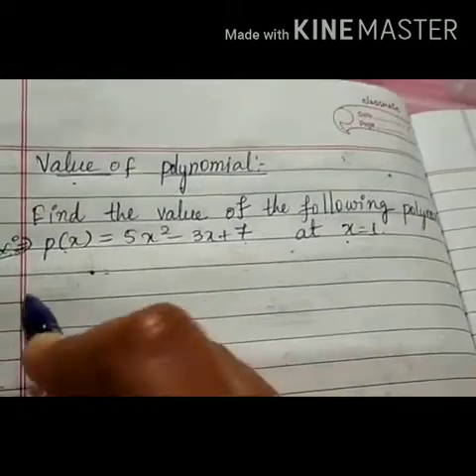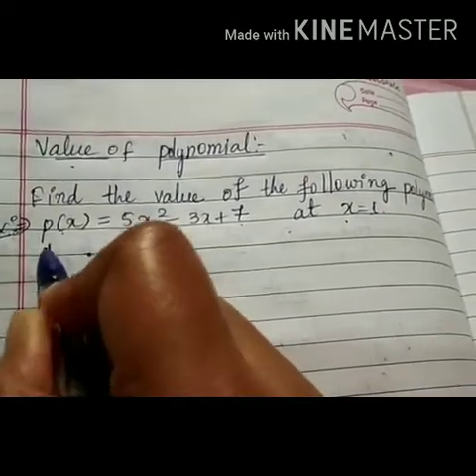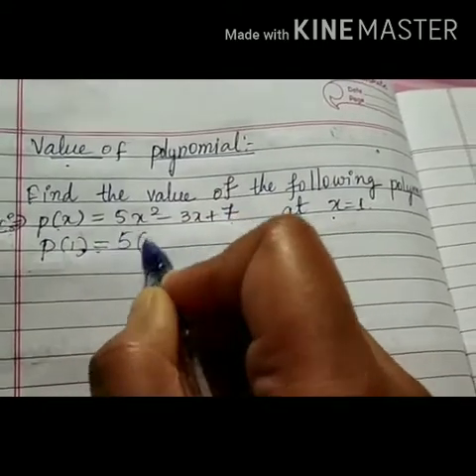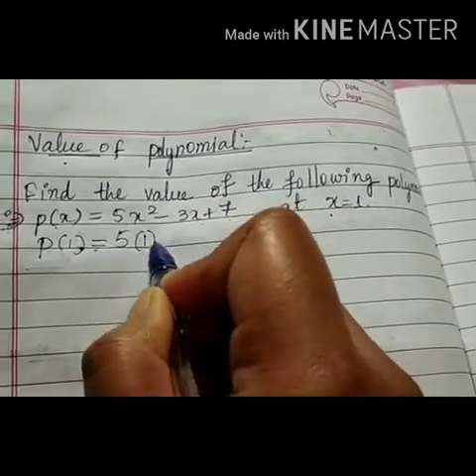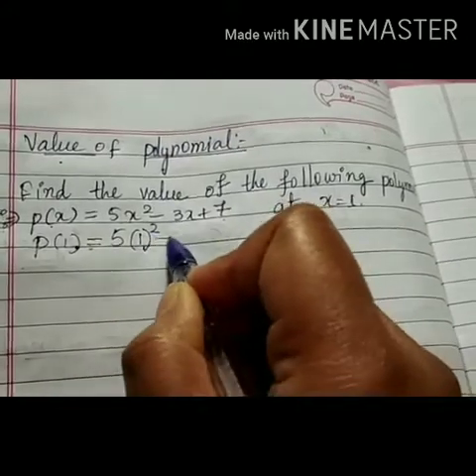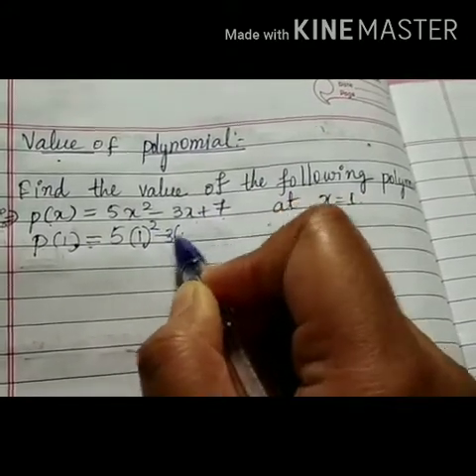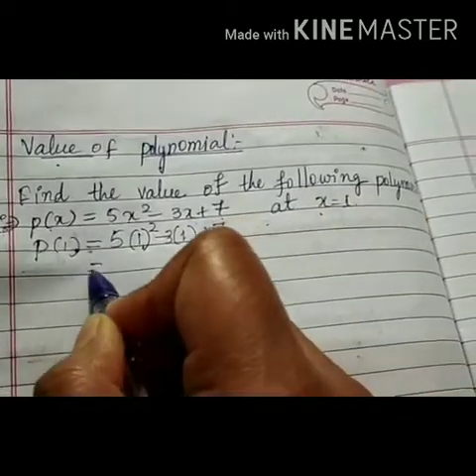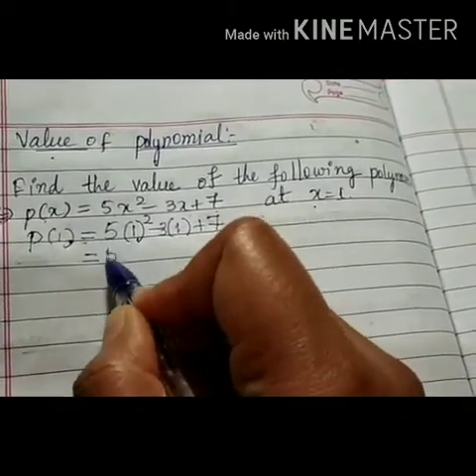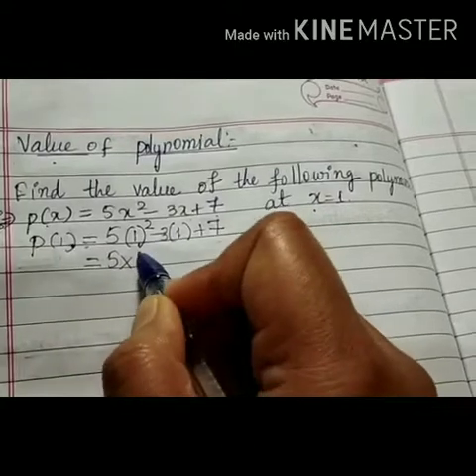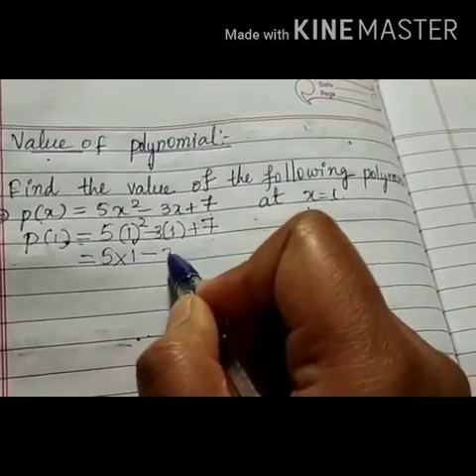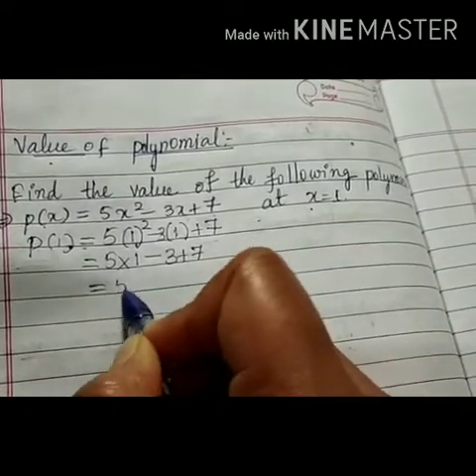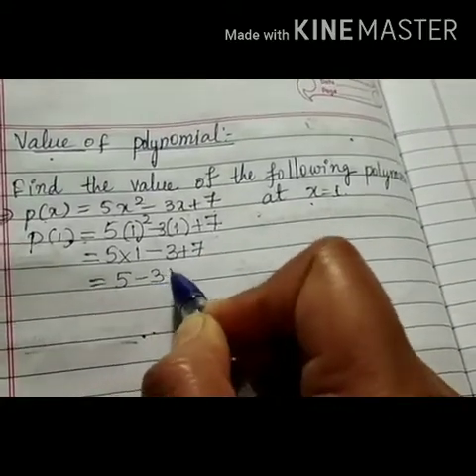So here P of x becomes P of 1 is equal to 5 of, in place of x we'll write 1 square minus 3 of 1 plus 7. So here let us simplify it further. 5 into 1 square is 1 minus 3 into 1 is 3 plus 7. 5 into 1 becomes 5 minus 3 plus 7.